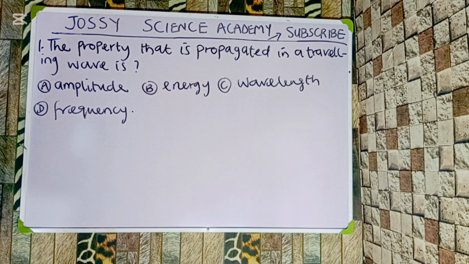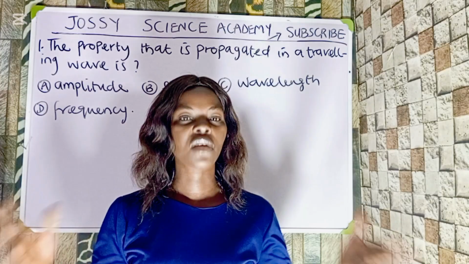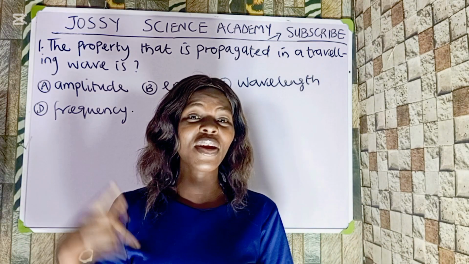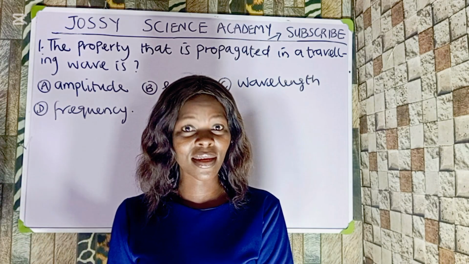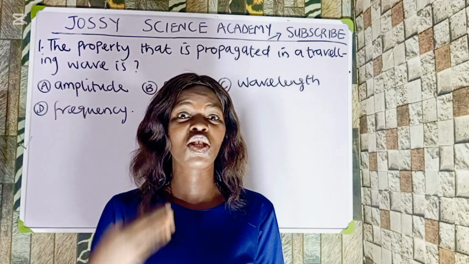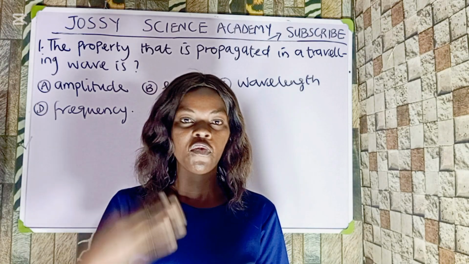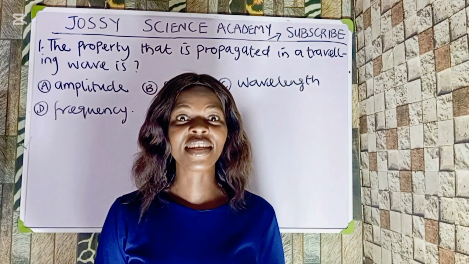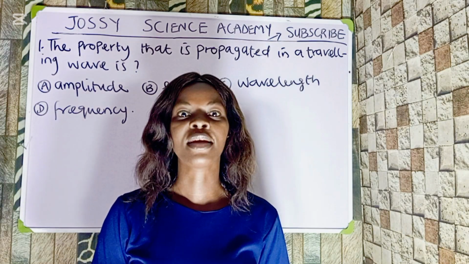The property that is propagated in a traveling wave is what? A. Amplitude. B. Energy. C. Wavelength. D. Frequency. You must understand that a wave is a disturbance which travels through a medium, transferring energy from one point to another without causing any permanent displacement of the medium. So what is transferred is actually energy from one medium to another. The correct answer to this question is energy, which is option B.